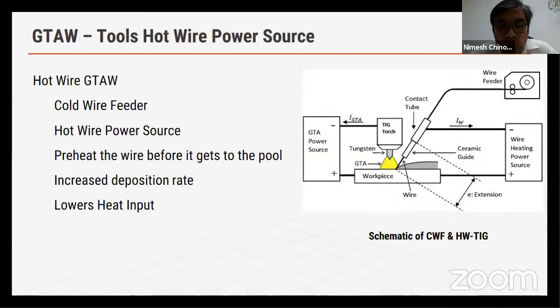Now, there's another tool called a hot wire TIG. So hot wire feeder, what it does is it preheats the wire before it enters the molten pool. Now, by preheating the wire, it allows you to have a higher productivity rate because the wire is preheated, it melts faster, and the amount of current required to melt the wire reduces. There is another inherent advantage of this process.